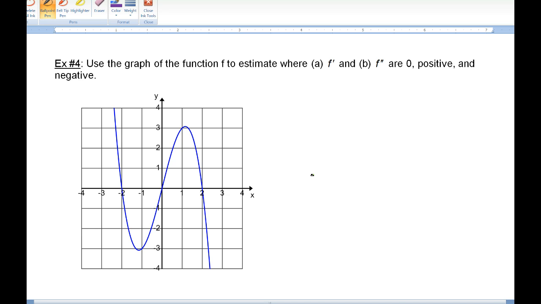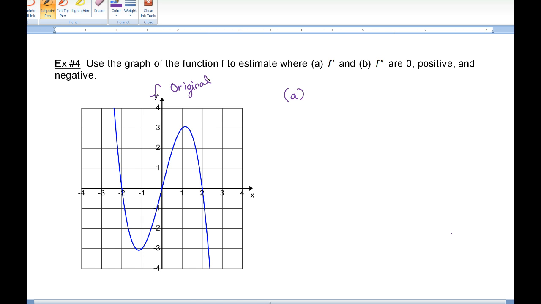Okay, so taking a look at the next page. We want to use the graph of f. This should really say an f here. But we're going to use that graph to estimate where f prime and f double prime are 0, positive, and negative. Okay, so let's do part A. Now remember, this is the original graph. You always want to take into consideration what type of graph you're starting with.